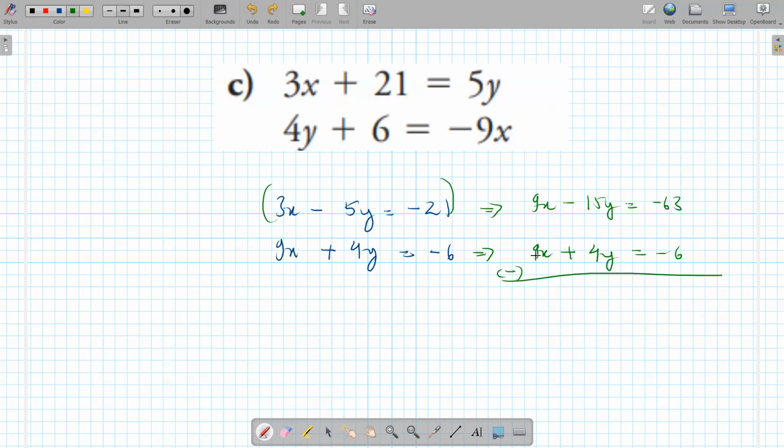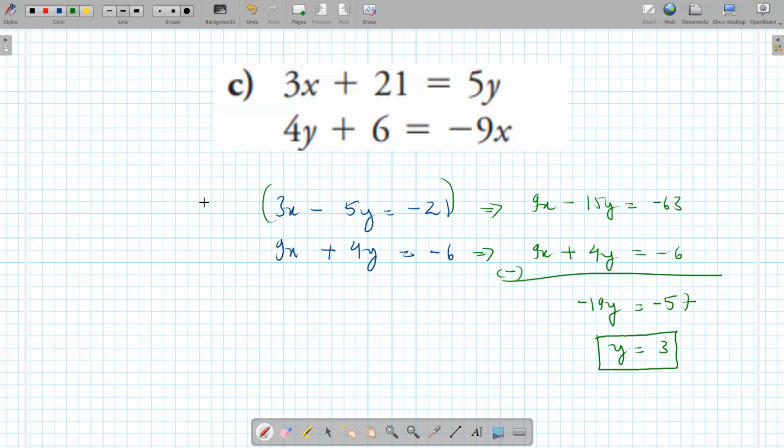So 9x and 9x, we need to subtract them to eliminate them because they both have the same signs. So you get -15 minus 4 is -19y. And then you get -63 minus -6 becomes -63 plus 6, which is -57. That means y is going to be 3. Divide both sides by -19.